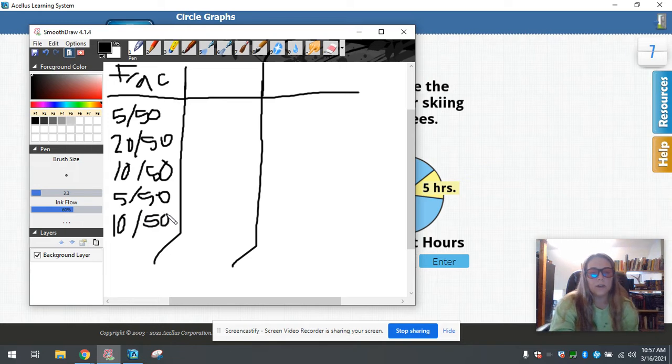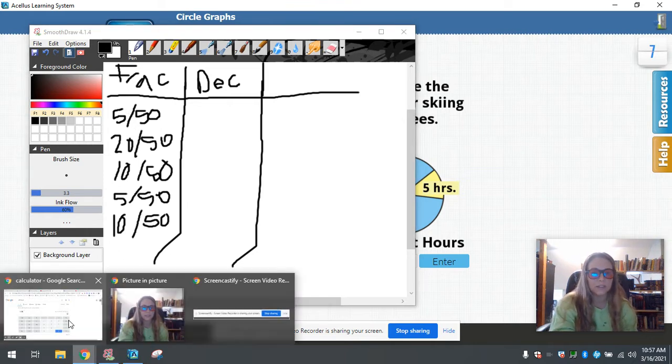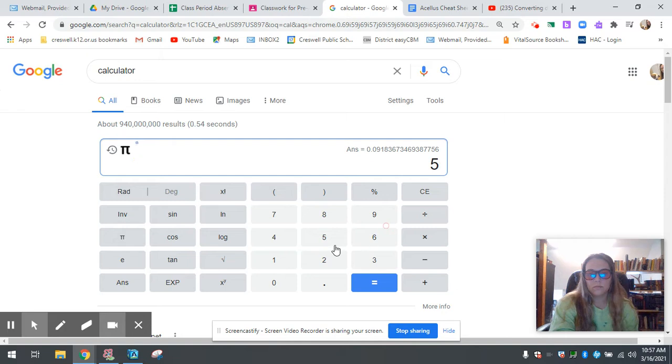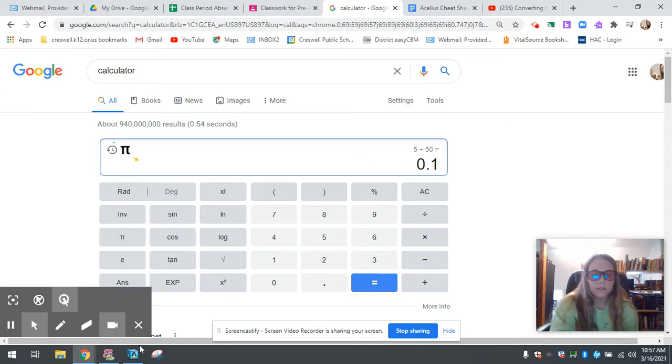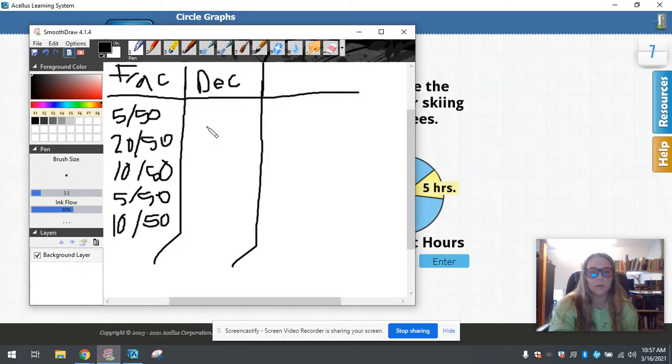Now to turn these fractions into decimals, you just do the division in your calculator. So 5 divided by 50 is 0.1 or 0.10, which would be 10%, but I'm going to write 0.10 because I want to throw that 0 there. So we're looking at something in the hundredths place because we really need to understand that percents are out of 100.